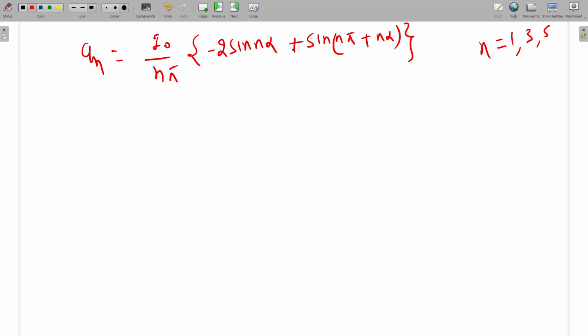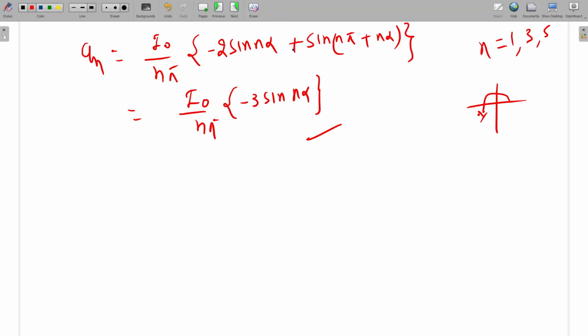This will be negative. Sine of pi plus alpha: here pi plus alpha goes in the third quadrant, so what will be the value? Minus sine alpha, minus sine n alpha. So for n equal to 1, 3, 5, we can write I naught upon n pi, this will be minus 3 sine n alpha. Is it clear up to now?